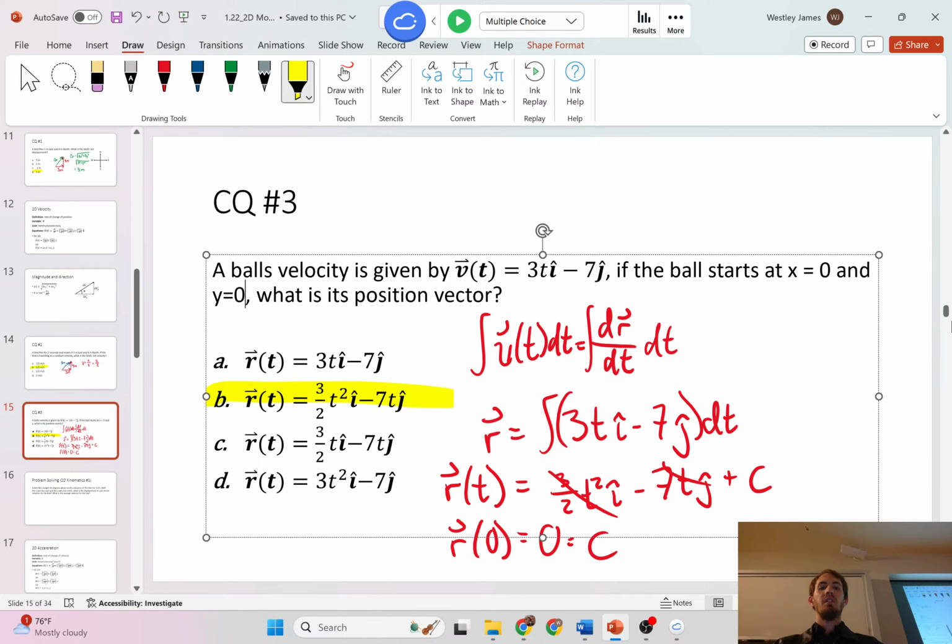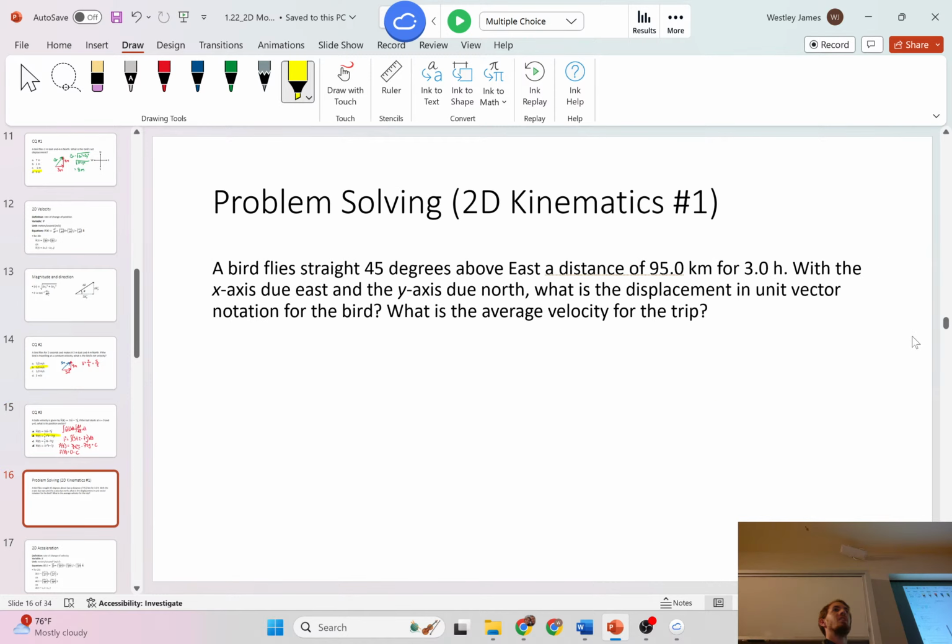A bird flies straight 45 degrees above north. That's a weird wording. Above north. That should be above east. It says above north. Alright, I'll fix that. It should be above east. You can't be above north, because north is pointed straight up.